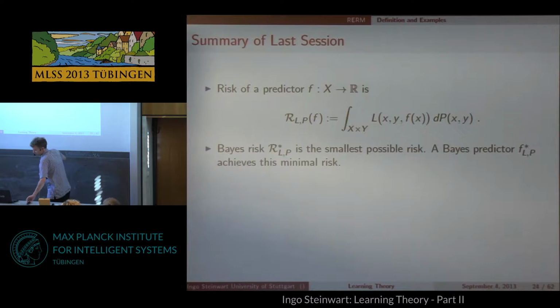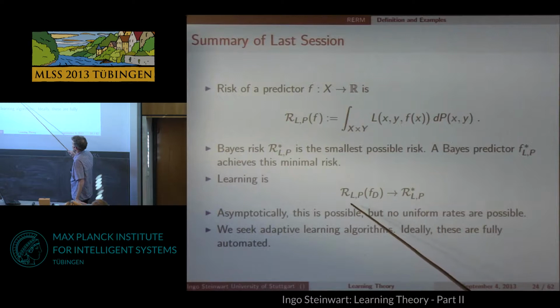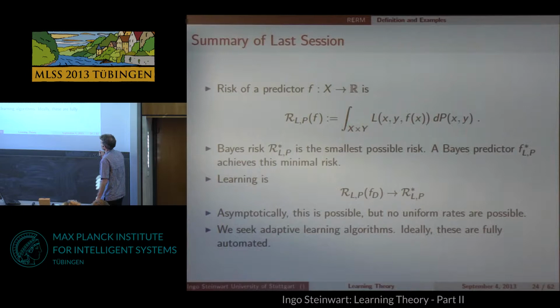And then we had a couple of different notions of learning. Basically, that boiled down to that we want the predictors of a learning method to satisfy that the corresponding risk of these predictors converges to the best possible risk, either in probability or in some other notions. And we have seen that asymptotically, this is possible by universally consistent methods, but no uniform rates were possible if we restrict our considerations to infinite X and non-trivial learning problems.